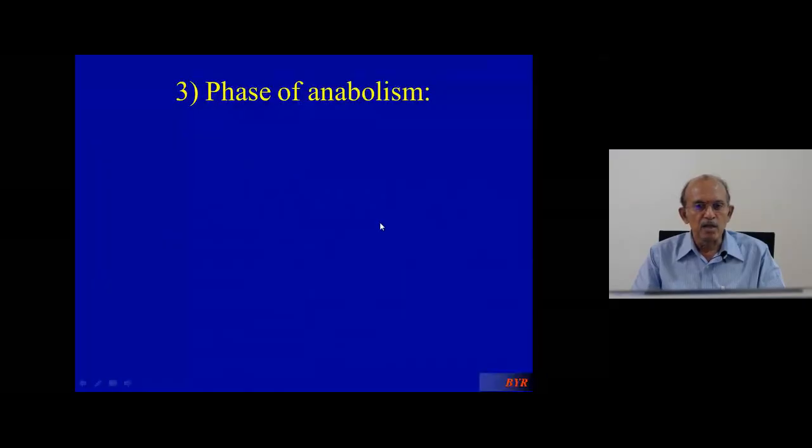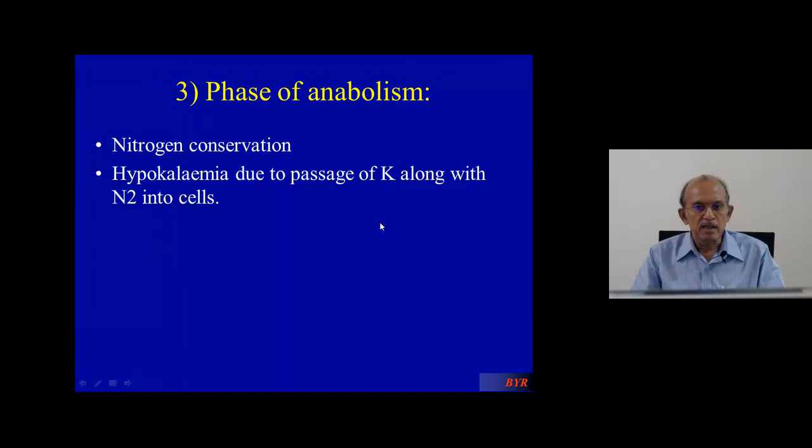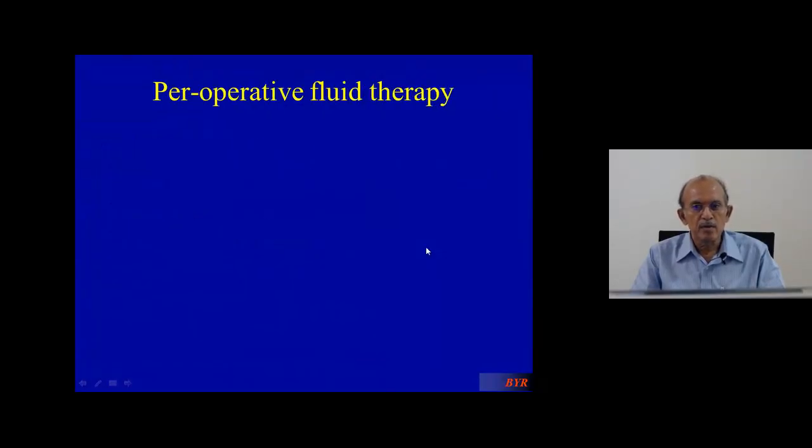Then the phase of anabolism: there is nitrogen conservation, there is hypokalemia due to passage of potassium along with nitrogen into the cells. There is normal sodium and water metabolism. So this is the metabolic response to trauma.